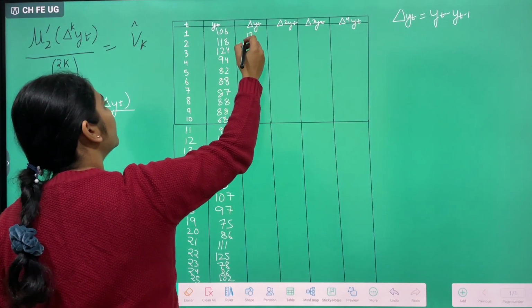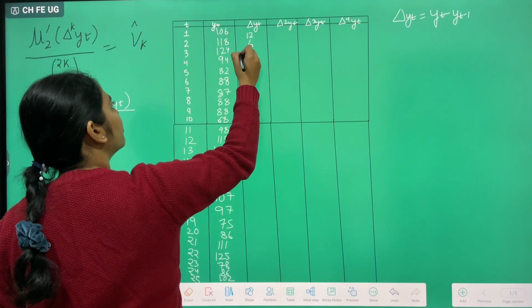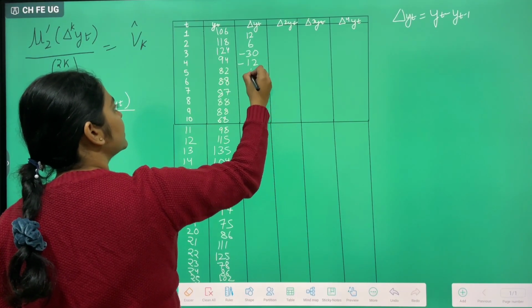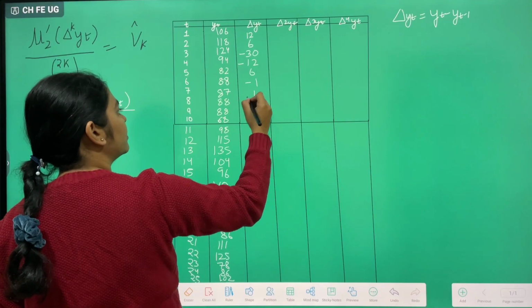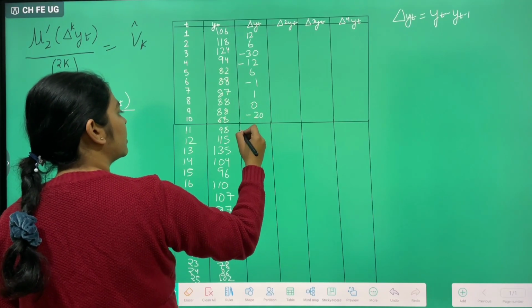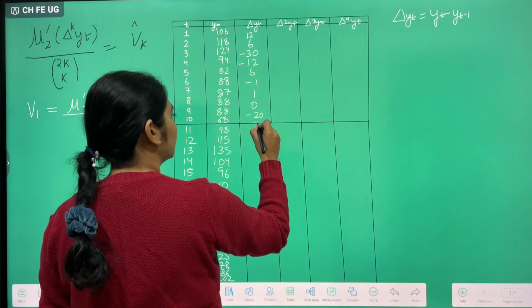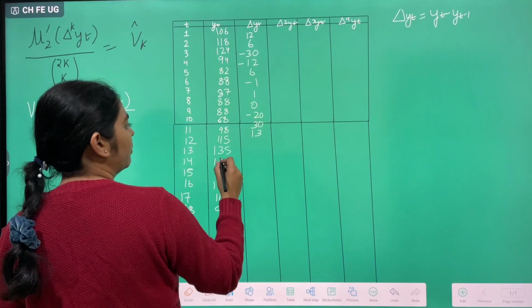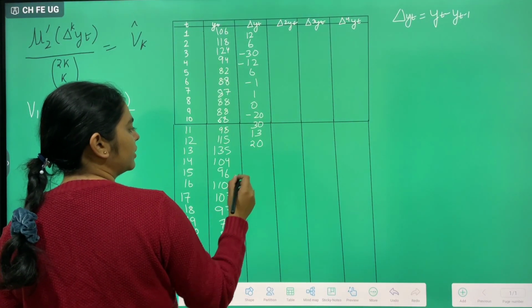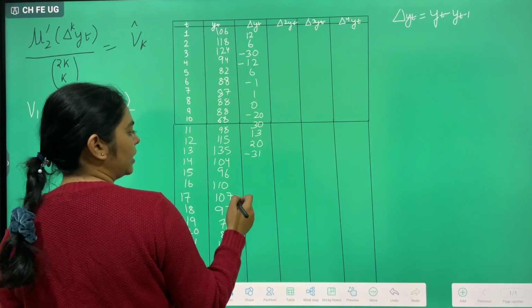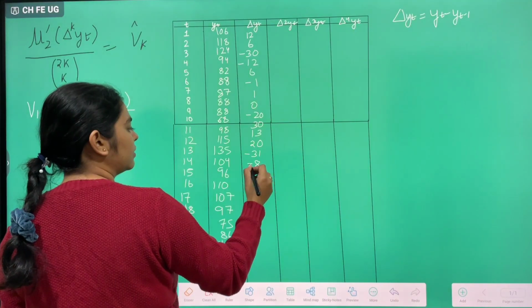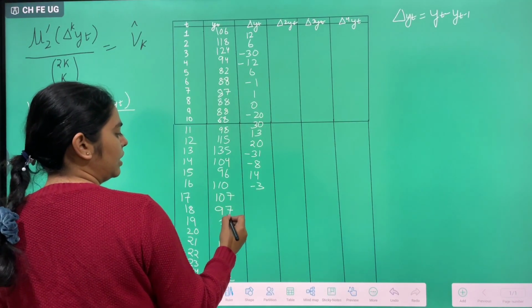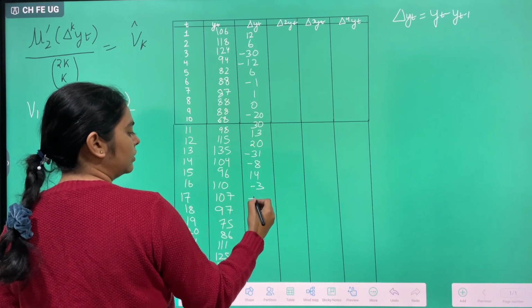124 minus 118 would be 6. 94 minus 124 would be minus 30. 82 minus 94 would be minus 12. 88 minus 82 would be 6. 87 minus 88 is minus 1. 88 minus 88 is 0. 68 minus 88 is minus 20. 98 minus 68 is 30. 115 minus 98 would be 17. 135 minus 115 would be 20. 104 minus 135 would be minus 31. 96 minus 104 would be minus 8. 110 minus 96 would be 14. 107 minus 110 is minus 3. 97 minus 107 is minus 10.